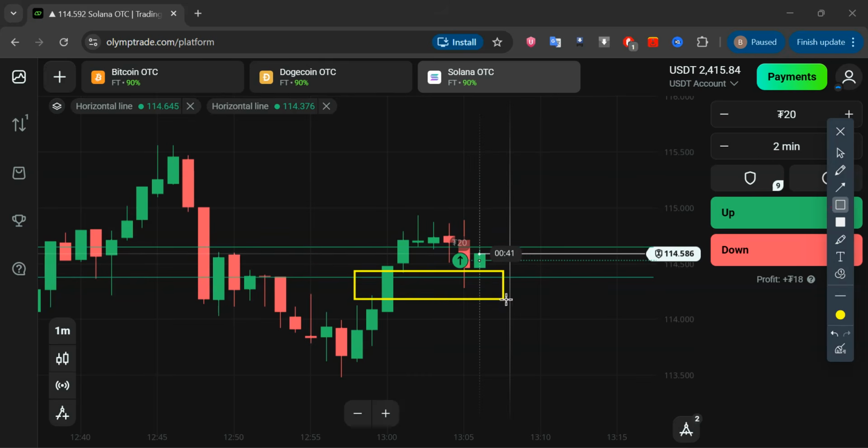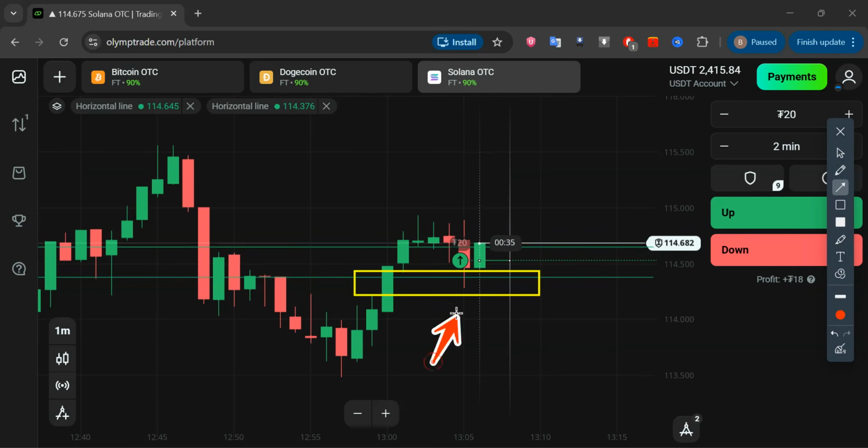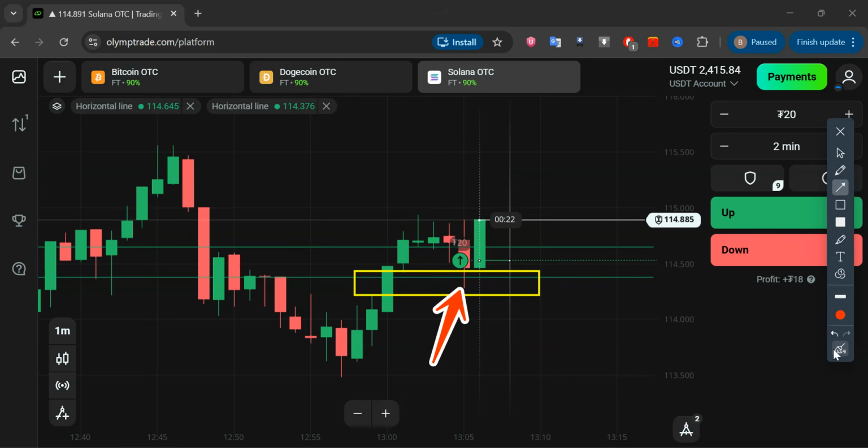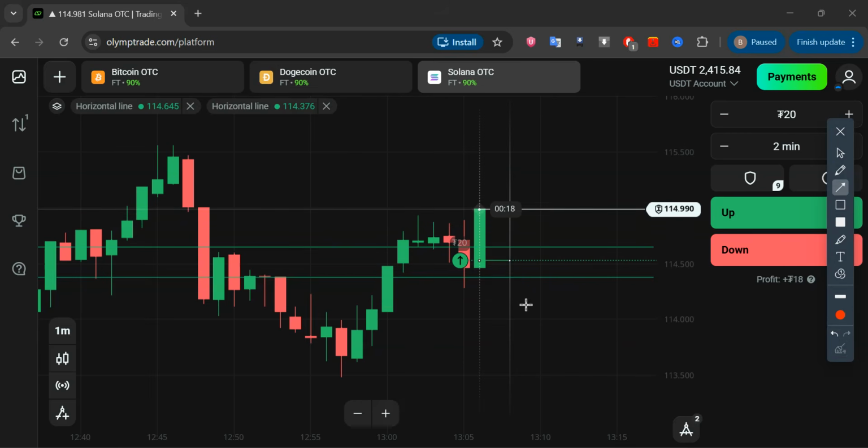This is our gap, you can observe. We've tapped into this gap. After tapping in the gap, you can see the rejection. So you should understand your market movements and understand your price action when using this strategy. So you can see strong buyers entry. So the next target is this level.